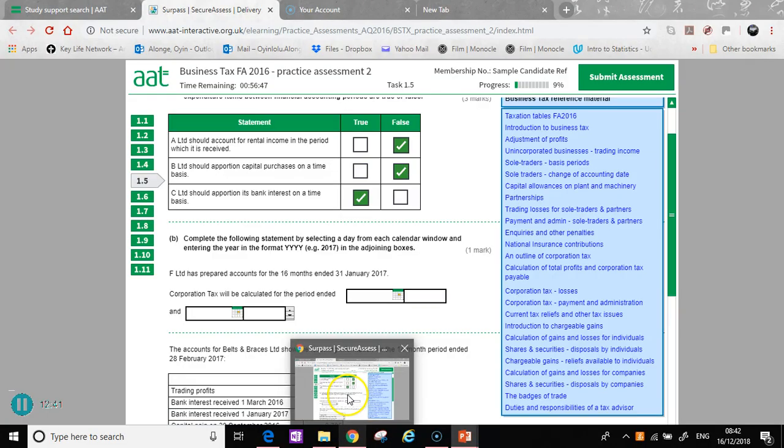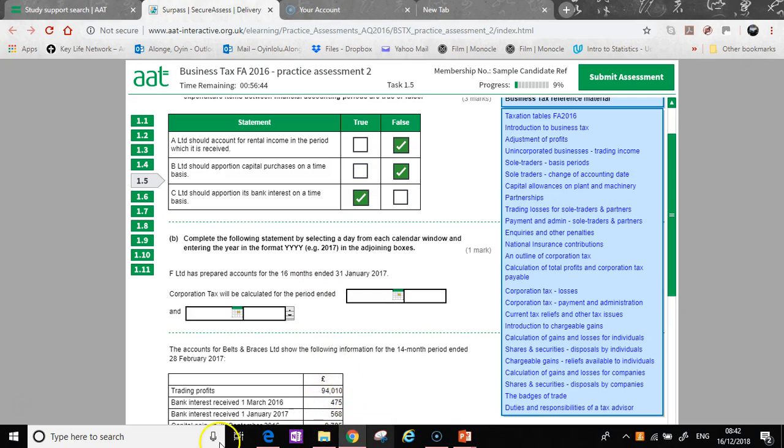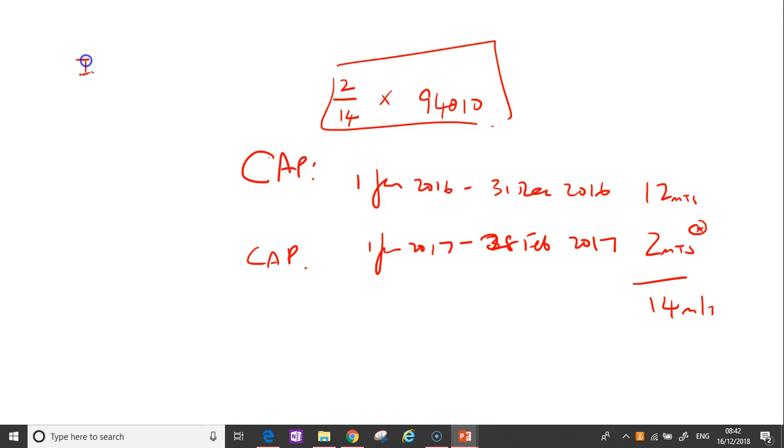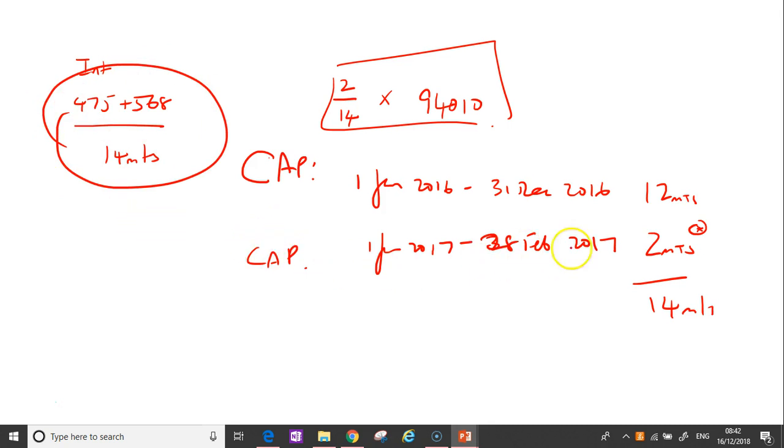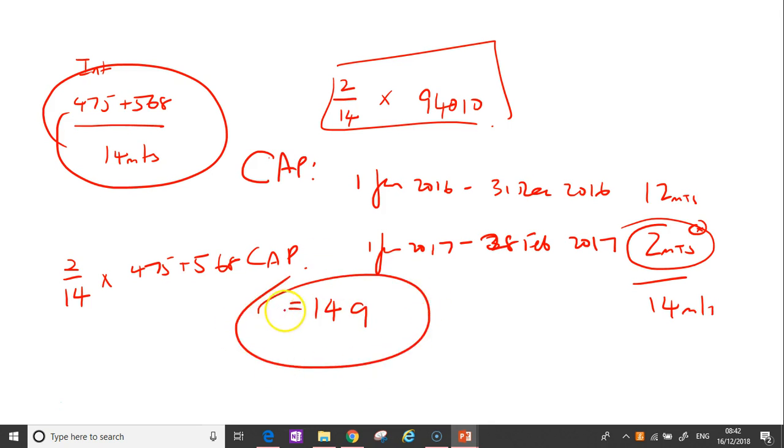And as I was saying, for the interest, 475 plus 568, that's what was received over the whole 14 months. So we need to divide that to find out what the interest is per month, and again we need just 2 months. So you get 2 over 14 times 475 plus 568. When you do that, you will get, I think, 149. So that's how to deal with that.